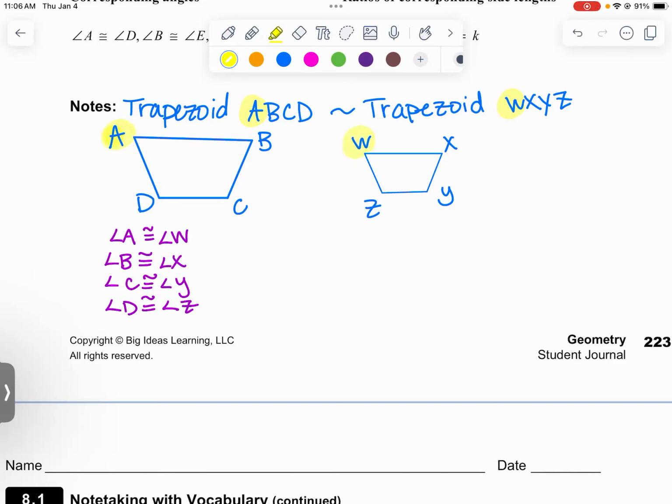They're in the same place, both in the picture and in how we name our figures. Okay, so that's going to be important as we move through, especially our triangle stuff. We have to match up the corresponding pieces together.